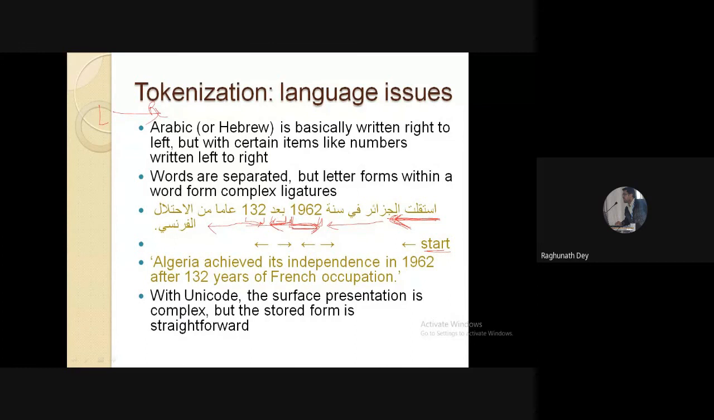The meaning is: Algeria achieved its independence in 1962 after 132 years of French occupation. That is the sentence meaning. Anyway, the fact is that it completely depends upon the language being used for the indexing system.